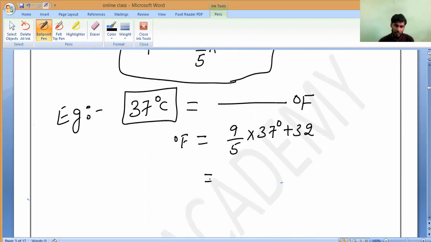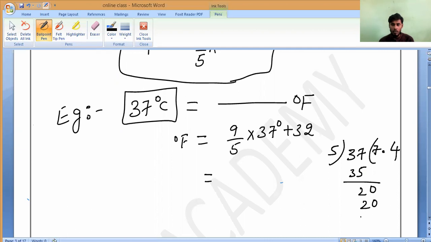Can I say a simple method? Suppose you can cancel the 5s like that, that is also one method. I will say it like this: I will divide 37 by 5. 5 7s are 35, divide by 2 will be remaining, so I can keep 0 here. 5 4s are how much? 5 4s are 20, which equals 7.4.